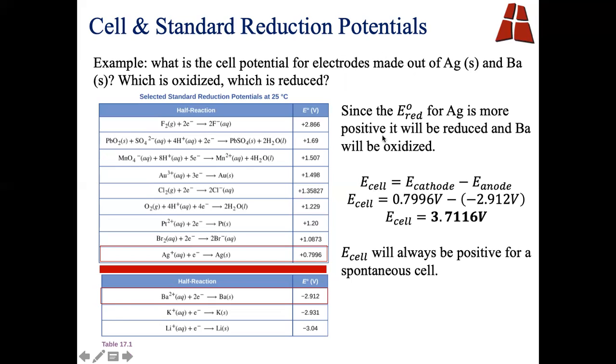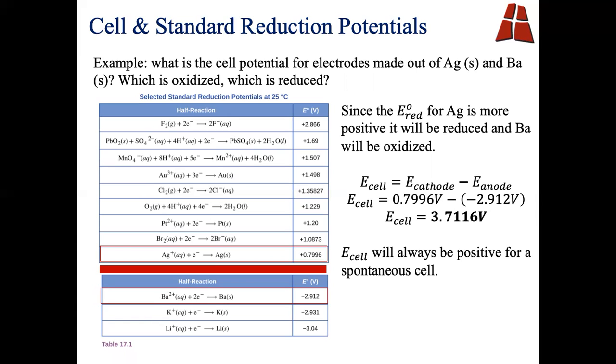So if we think about that with regards to the equation that we learned here, that means because the silver reduction potential is more positive, it will be reduced. That would mean we keep this electrochemical equation the same way, where we have electrons as our reactants, and then barium would flip. So that would mean that our reactant would be solid barium metal, and we would be oxidizing it to barium 2 plus and getting 2 electrons as products, meaning that we would ultimately be subtracting a negative, and that our overall cell potential then would be 7.7116 volts.